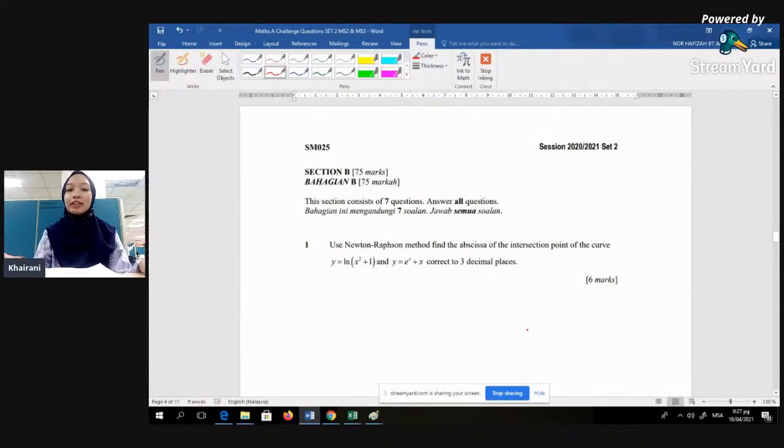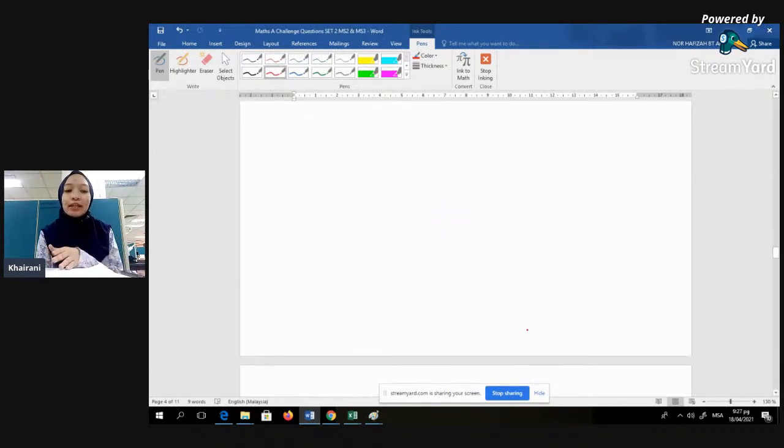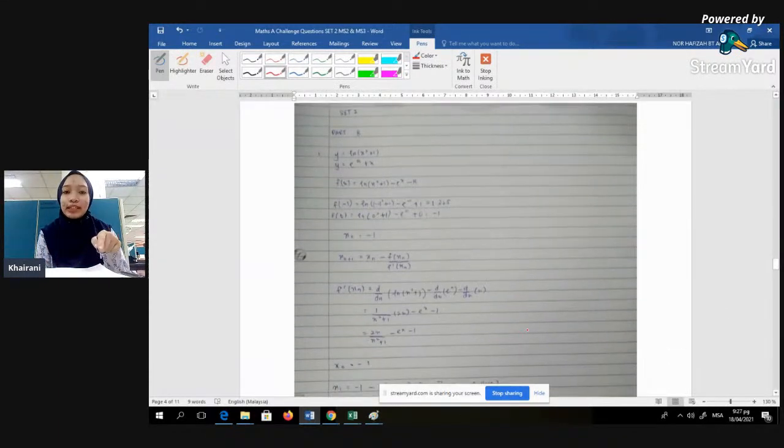Okay, so for part B, question 1, they ask for the intersection point of the curves. The equations given are y equals ln(x squared plus 1) and y equals e to the power x plus x. So we arrange it to the other side, which means y equals y. So we can equate both equations, and we get ln(x squared plus 1) minus e to the power x minus x.